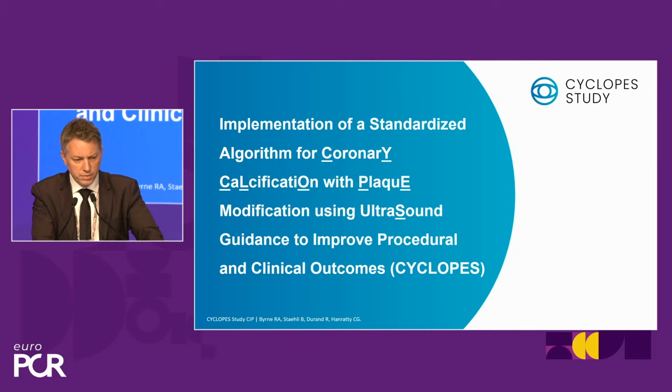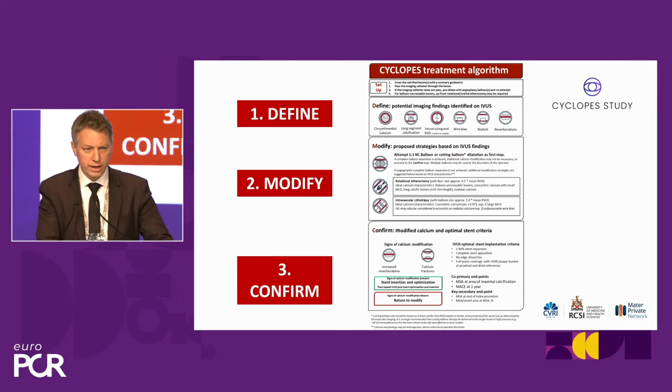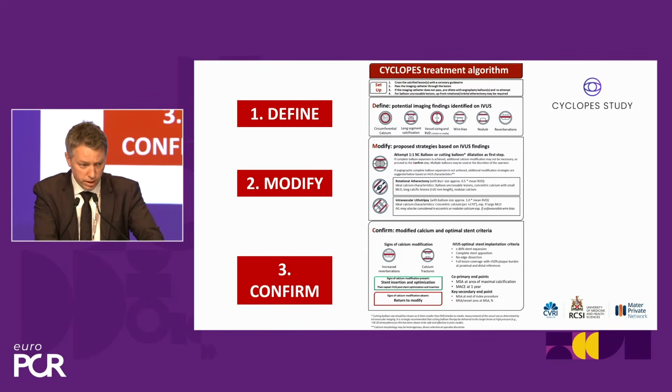The Cyclops algorithm, which I'm going to show you now, recognizes the fact that there are many algorithms out there for calcium modification, but we wanted to try to generate a streamlined, simple, imaging-based algorithm for guiding calcium modification. And it's based on 3 steps, which are define, modify, and confirm, tying together some of the things we've already discussed today.